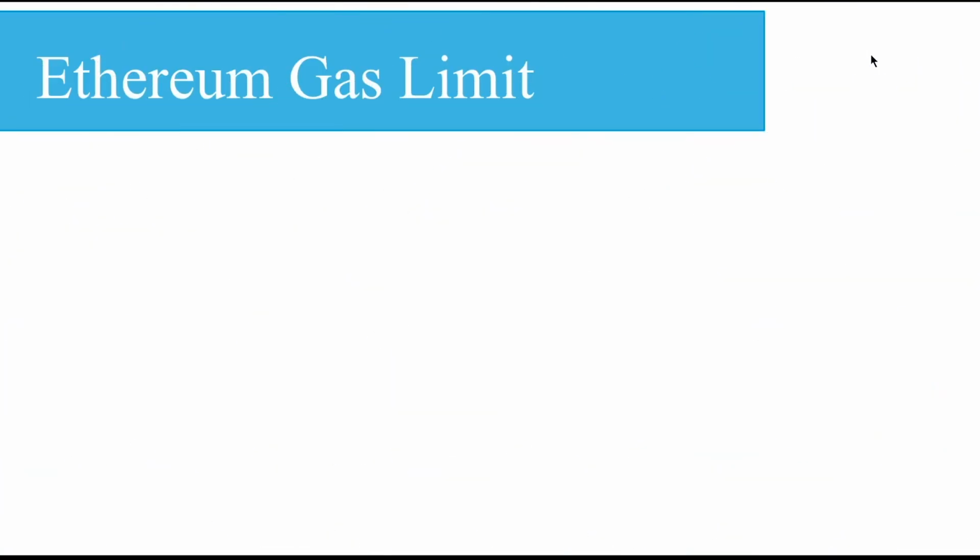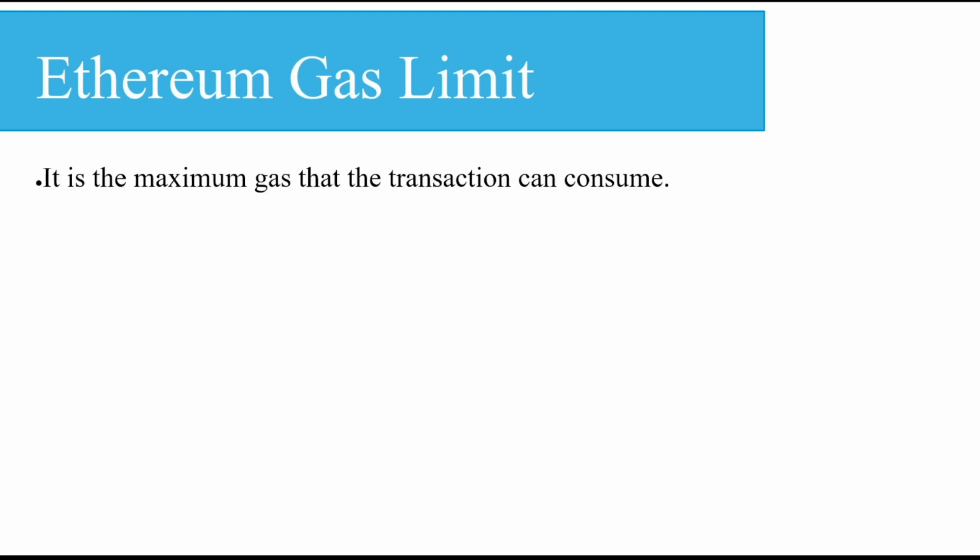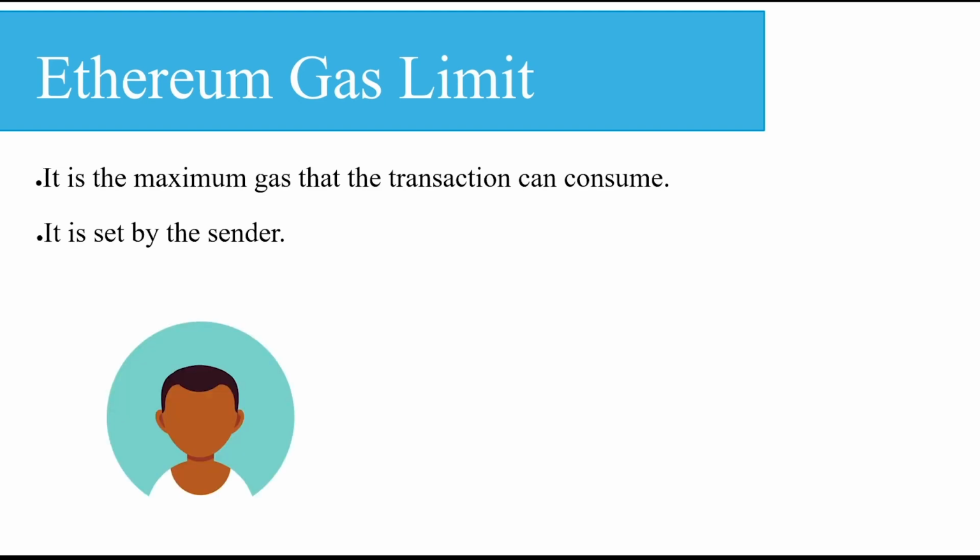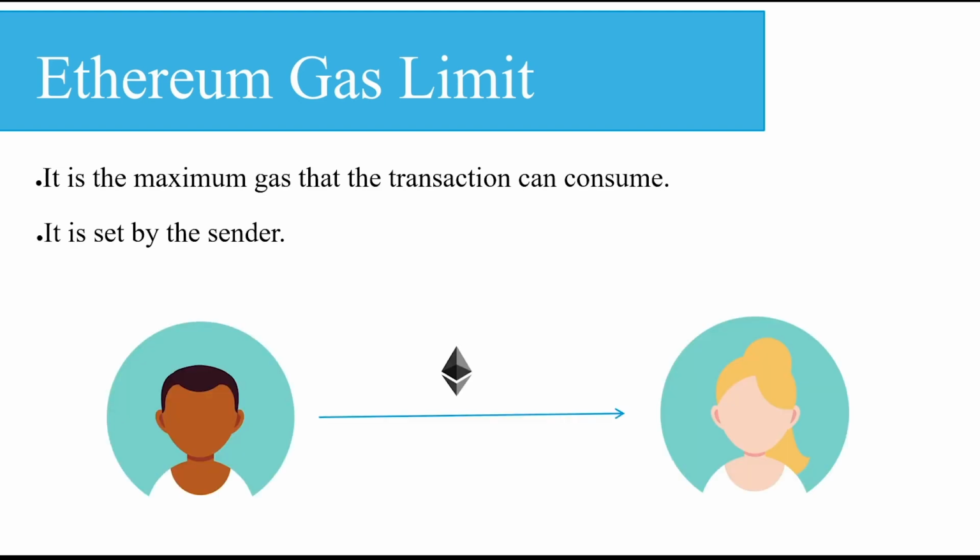Ethereum gas limit. Ethereum gas limit is the maximum amount of gas that a transaction can consume, and it is set by the sender of the transaction. Means whosoever is doing the transaction has to set this Ethereum gas limit. For example, you are sending ether to your friend. In this case, you are doing a transaction, so you have to set an Ethereum gas limit. And where do you set it? You set it in your wallet, like for example, MetaMask.